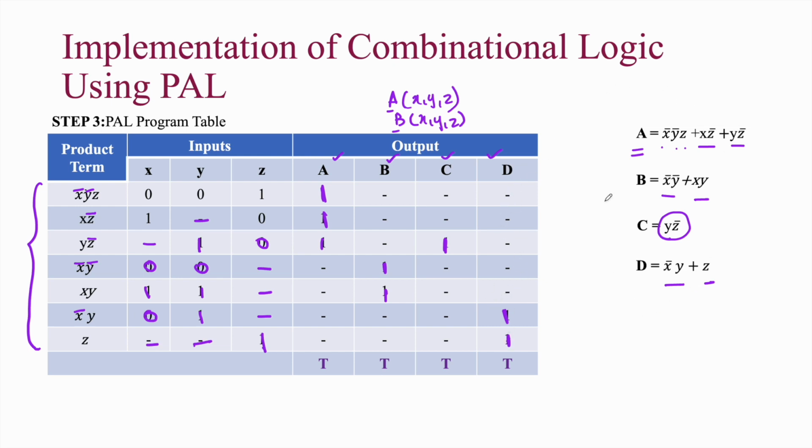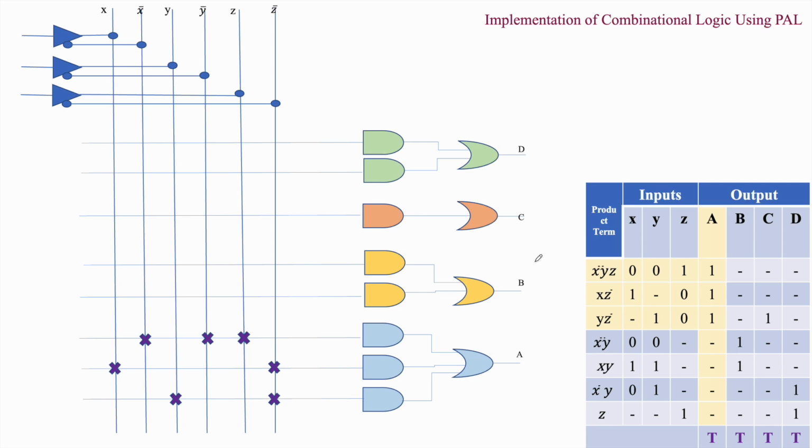And all these logics are implemented using the true form, direct form only. We are not using any of the complement form. Therefore, we are marking true for every A, B, C, D output. So, right now the PAL program table is done. Directly we have to jump into implementation now. Now we have to implement the same logic using a PAL.